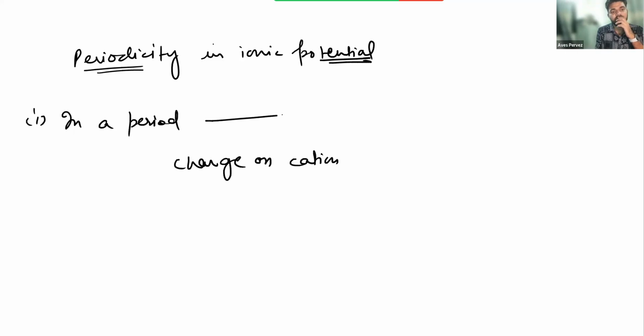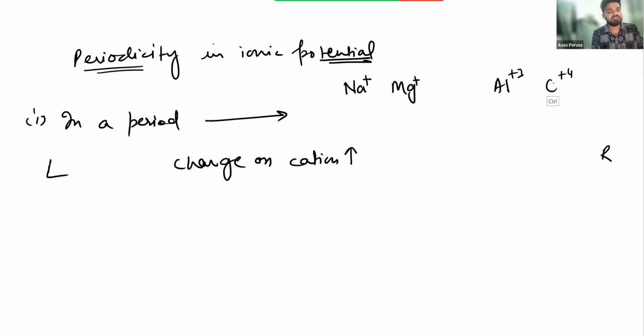Increases. In a period, when you move from left to right, the charge increases. Why? If I have sodium, it has a plus 1 charge, then magnesium plus 2, then aluminium plus 3 charge, then carbon plus 4 charge. So we will say that the charge on cation increases as we move from left to right.